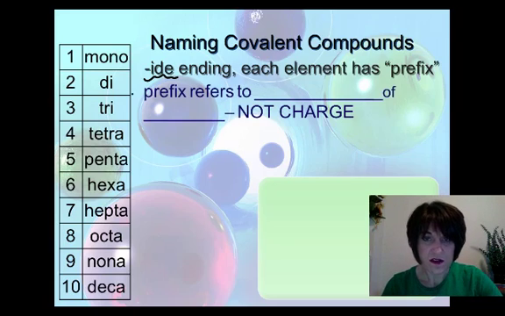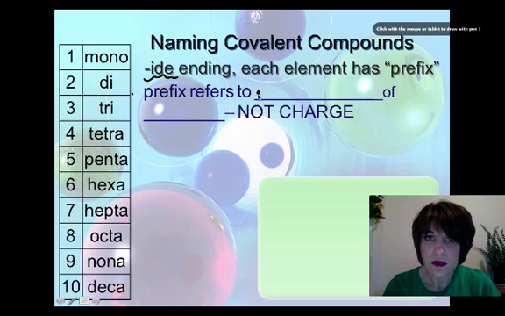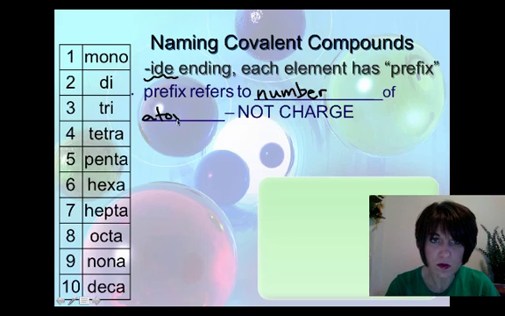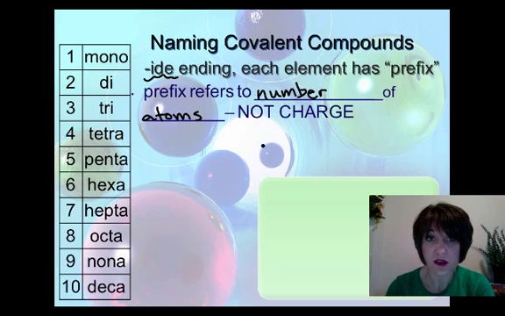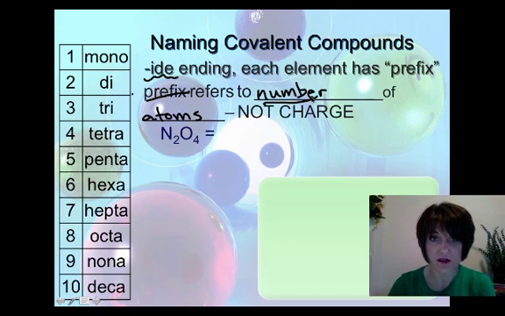So the prefix in this case refers to the number of atoms, not to the charge. Remember when we were naming ionic compounds where the metals had more than one type of charge, we used a Roman numeral to tell us what the charge was. But in this case, we use a prefix to tell us the number of atoms, not what kind of atom it is. So for instance, N2O4, we would use the 2 to say how many nitrogens.